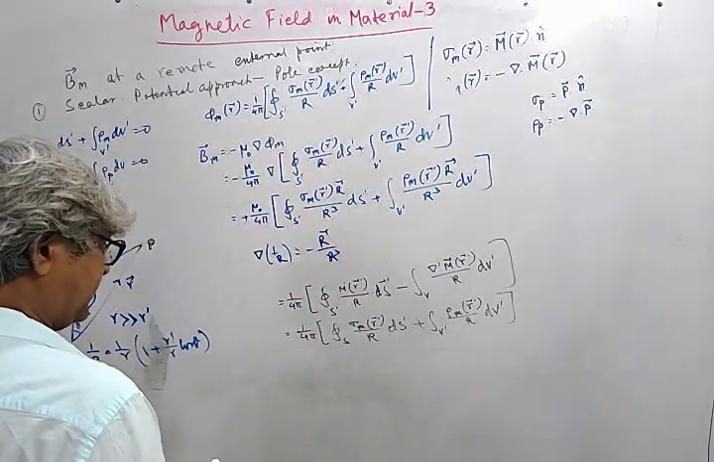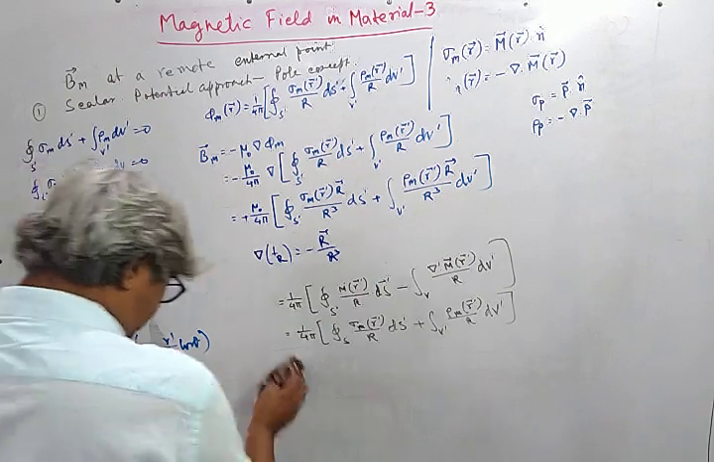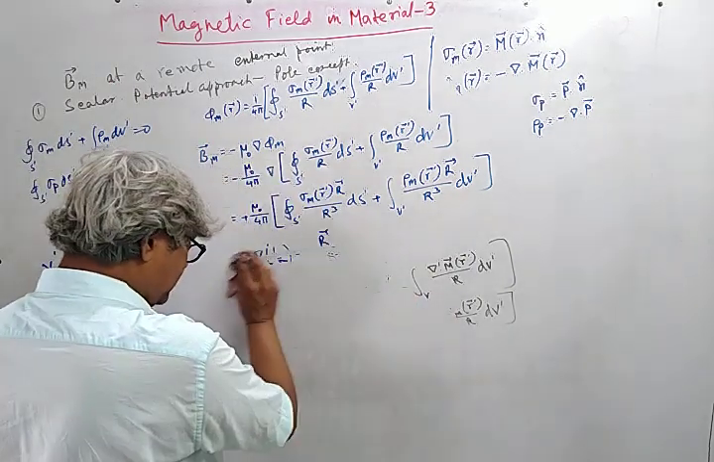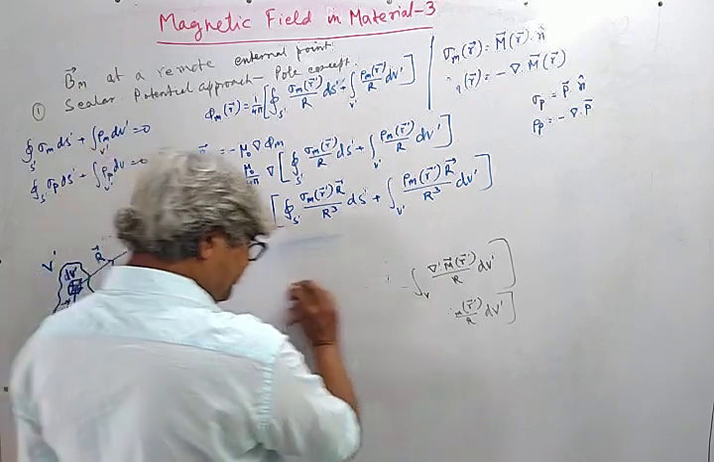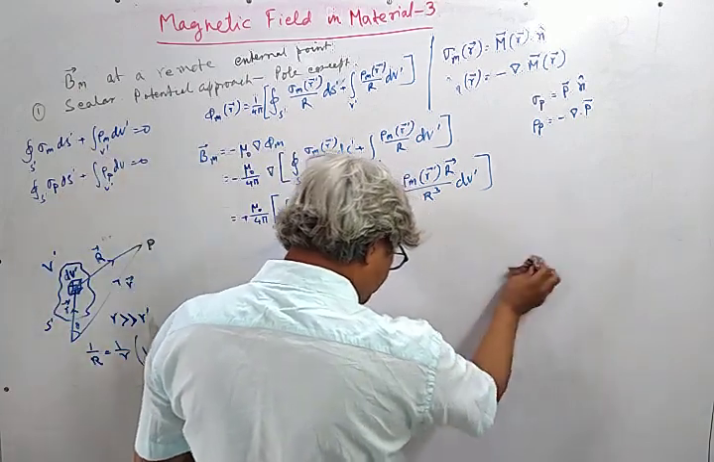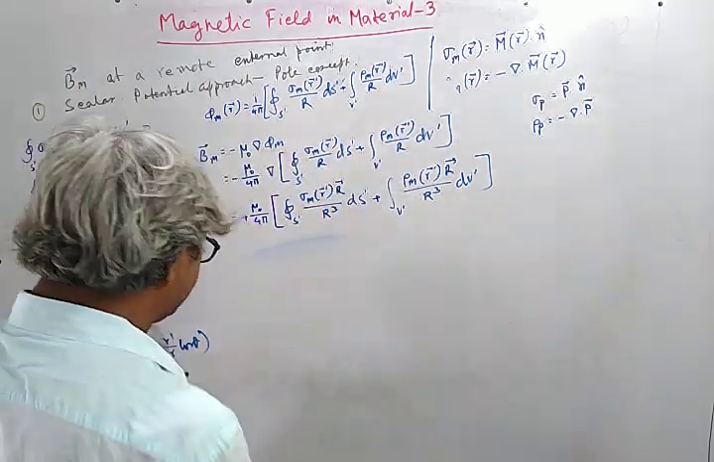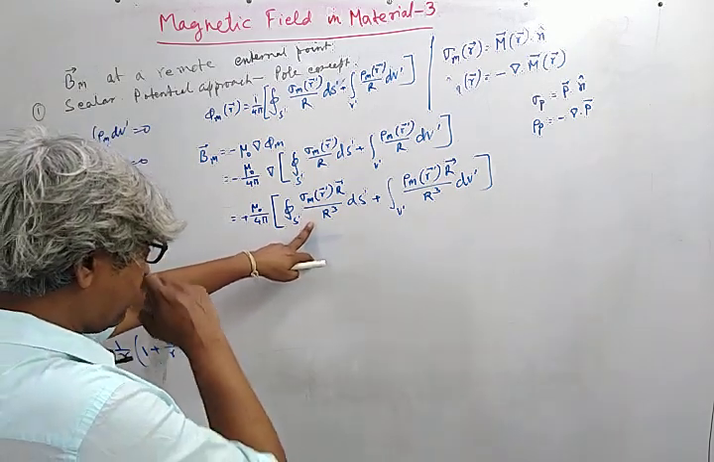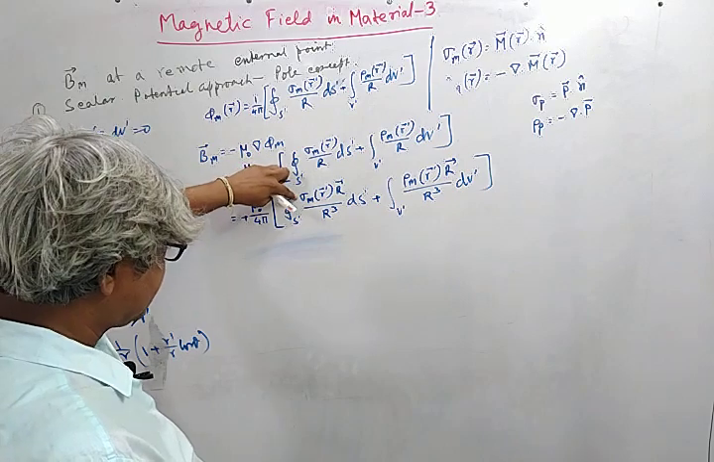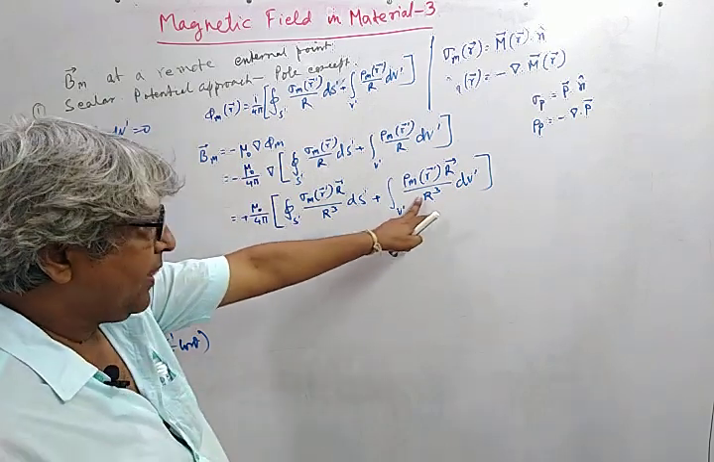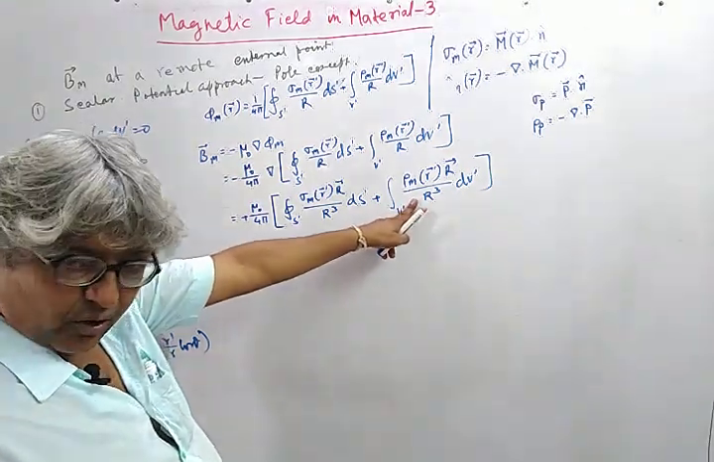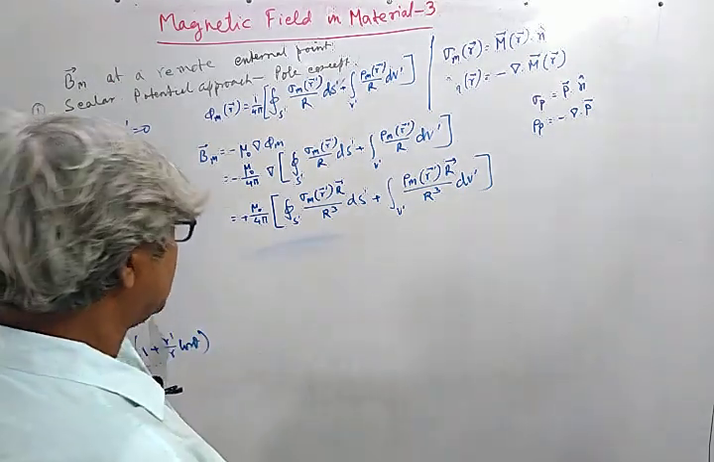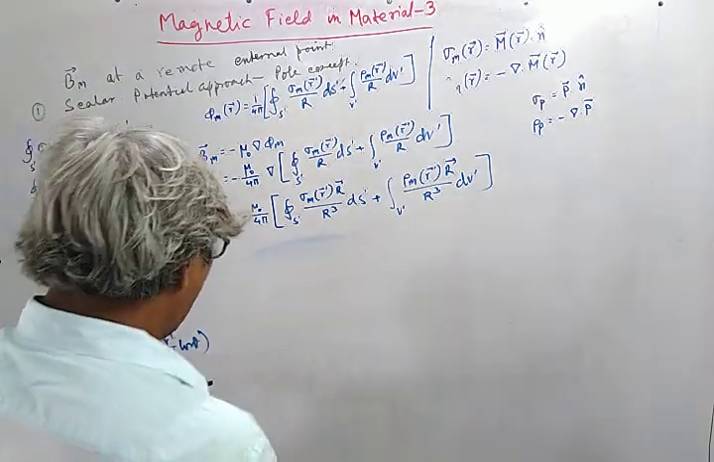This is a simple application of Coulomb's law of magnetostatics. That is, we have a distribution of poles over volume and over surface. This is the inverse square field at an external point due to the surface density of poles, and this is the field due to the volume density of poles. Let us apply this to a known situation.